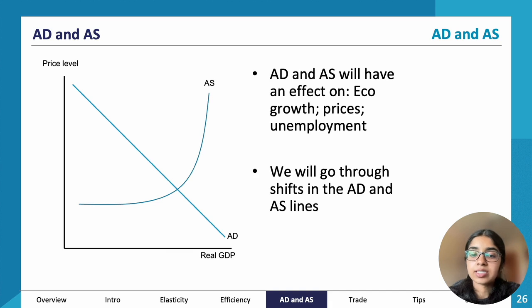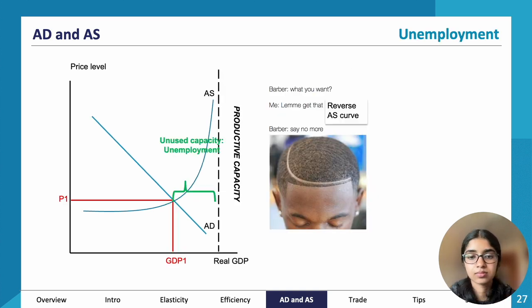And aggregate demand and aggregate supply, they have an effect on our economic growth, they have an effect on prices within the economy, they have an effect on unemployment. So I hope that the moment you hear me say these words, you're thinking about the 3 goals. Economic growth relates to strong and sustainable economic growth. Prices relate to inflation. So the changing price level is pretty much what inflation is all about. And then unemployment, the goal of low unemployment, the goal of full employment. So we'll go through the shifts. We'll see how they affect the different parts of the economy as well.